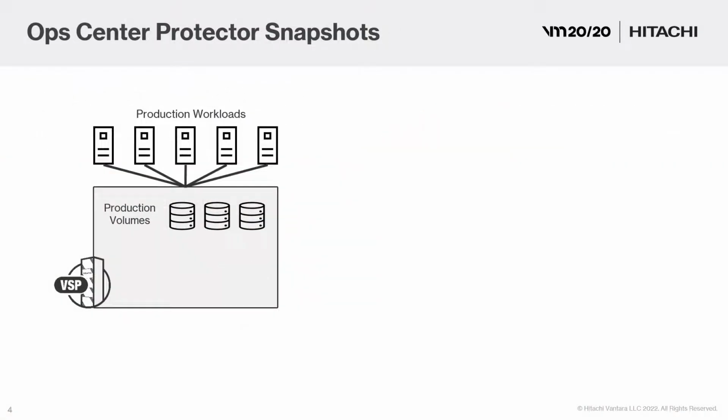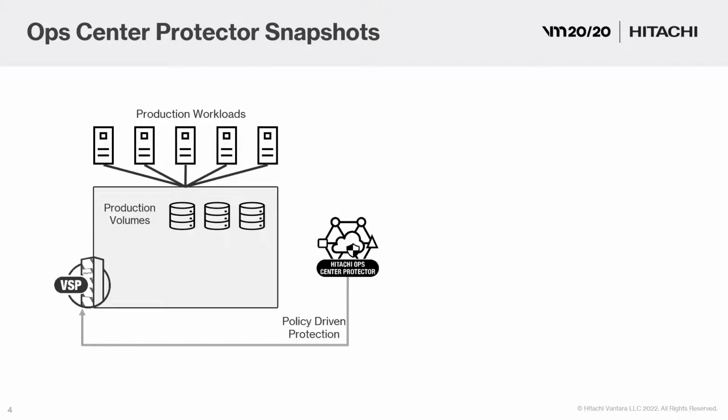The first component of the solution is Hitachi Ops Center Protector. Protector integrates with both the array and the applications like VMware to provide application-aware protection through predefined policies, frequency, and retention.